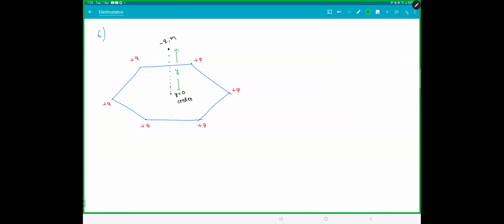So now these 6 charges, what will they do? They will attract, right? So this will attract, this will attract, and so on. All 6 of them are attracting it down.